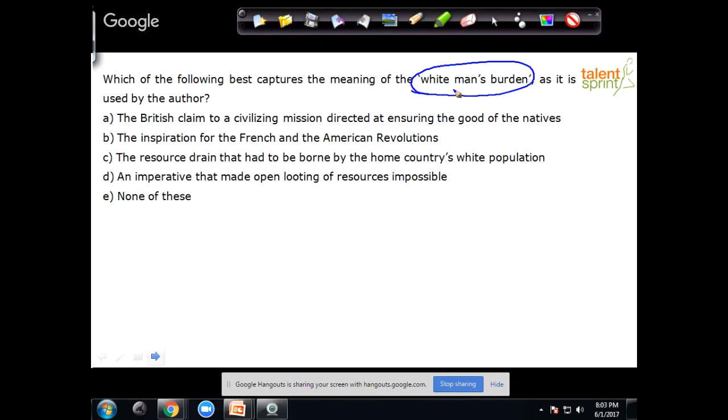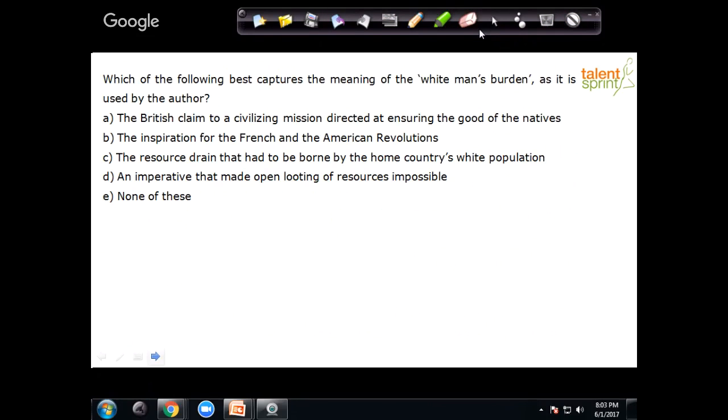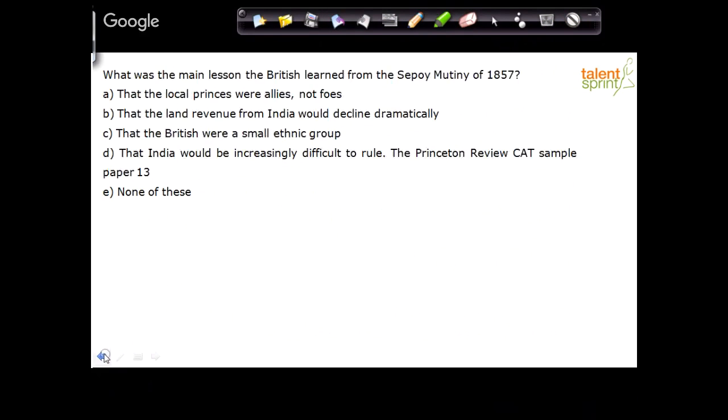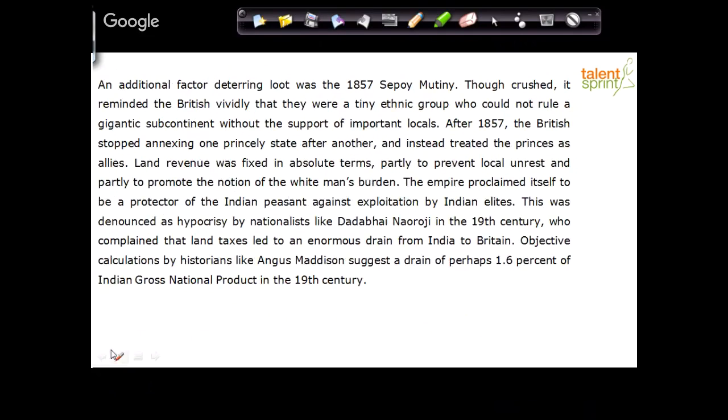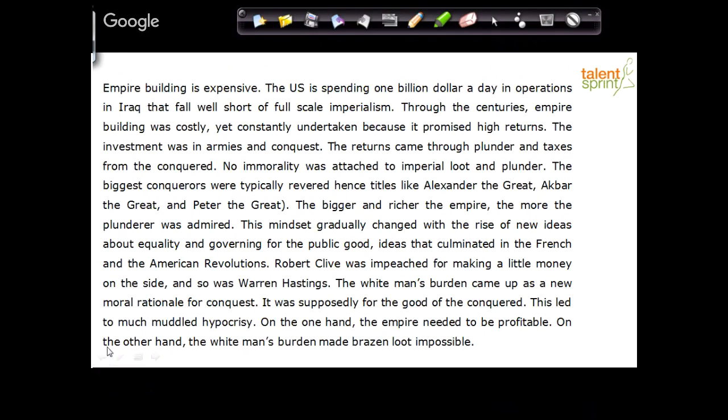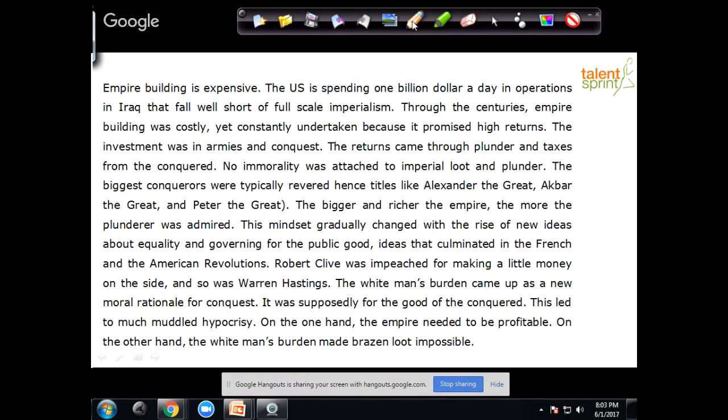So what is able to capture this? Again, maybe just to make sure we get this right. Pratibha says D. White man's burden, white man's burden, white man's burden. Remember in the second paragraph it says white man's burden emerged as a result of something. It says here, look at this. The white man's burden came up as a new moral rationale for conquest. It was supposedly for the good of the conquered. That's it. That's your answer.